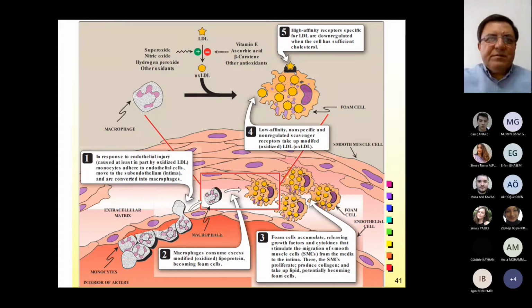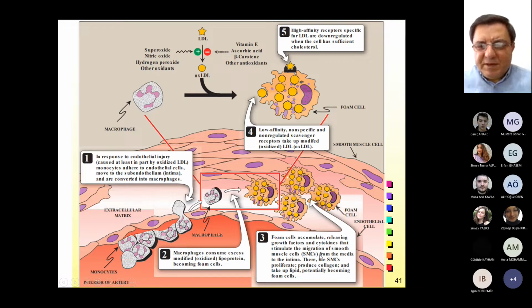And this is another slide showing how especially the macrophages, by means of oxidating agents like superoxide radicals, nitric oxide, hydrogen peroxide and other oxidants, are promoting the oxidation of the LDL, and on the opposite side, vitamin E, vitamin C, carotene and other antioxidants are trying to decrease the possibility of the oxidation of the LDL. And here there are high affinity receptors for the LDL. When the levels are increased, it starts to downregulate when the cell has sufficient cholesterol, and this is where the foam cells start.